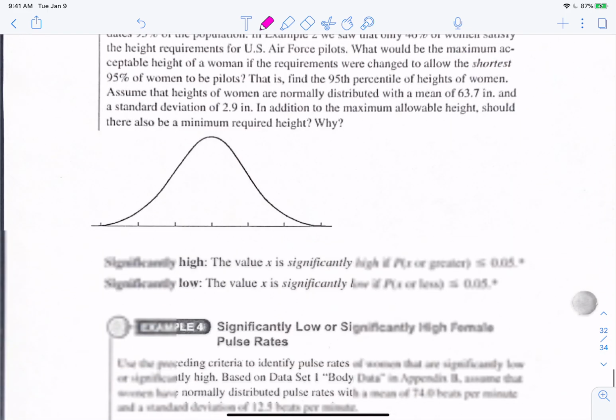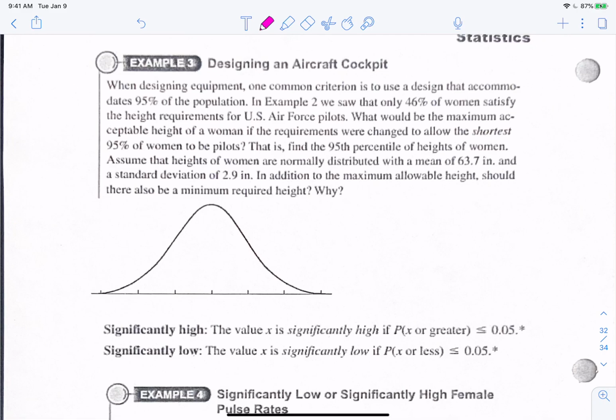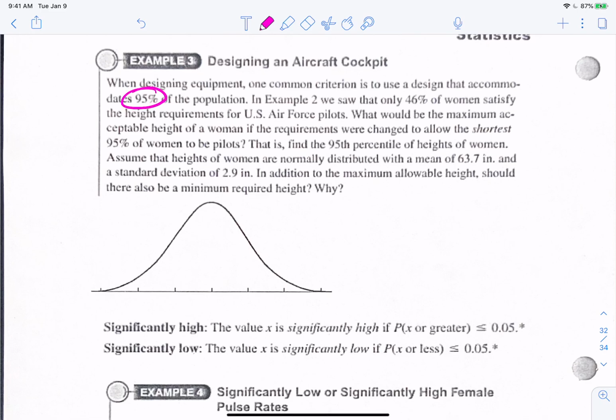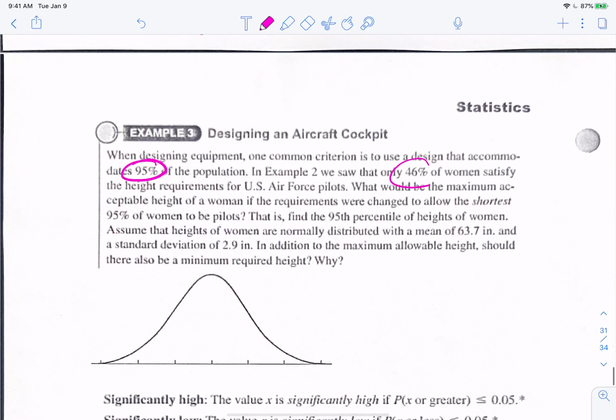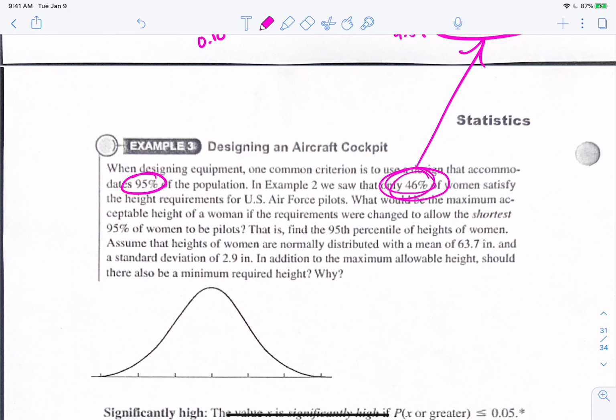Okay? All right, example 3. When designing equipment, one common criterion is to use a design that accommodates 95% of the population. Okay, we're going to be working backwards this time. This one's going to be a little trickier. In example 2, we saw that only 46% of women satisfied the height requirement. That was what we got. Yay, we did that right. What would be the maximum acceptable height of women if the requirements were changed to allow the shortest 95% of women to be pilots?